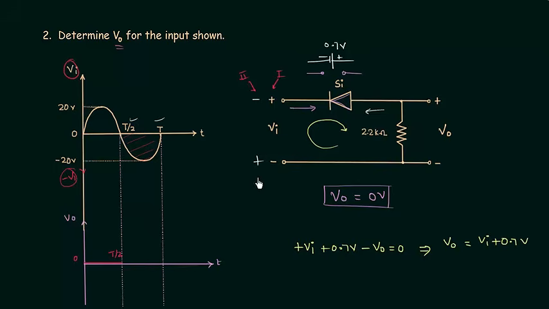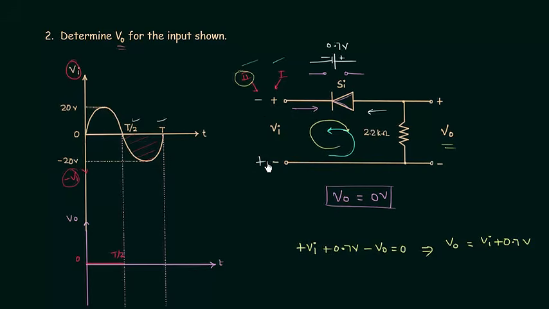Now we will find out the output voltage for the second case. The direction of current will now change. It will be anti-clockwise. So we have plus of Vi, plus of VO, and minus of 0.7 volts equal to 0. This implies the output voltage is equal to minus of Vi plus of 0.7 volts.